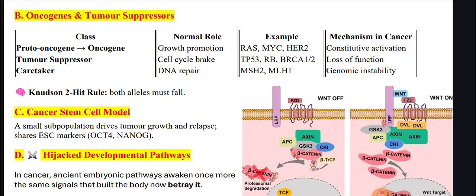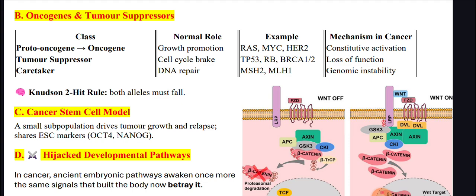This drives uncontrolled proliferation. Importantly, you usually only need a mutation in one copy, one allele, of a proto-oncogene to get this oncogenic effect. It's a dominant mutation at the cellular level. Okay, oncogenes are the stuck accelerator. What's the second category? Tumor suppressor genes.